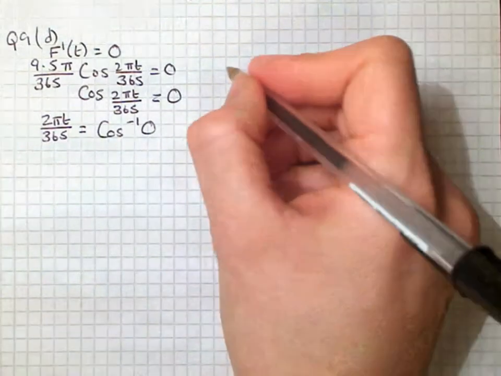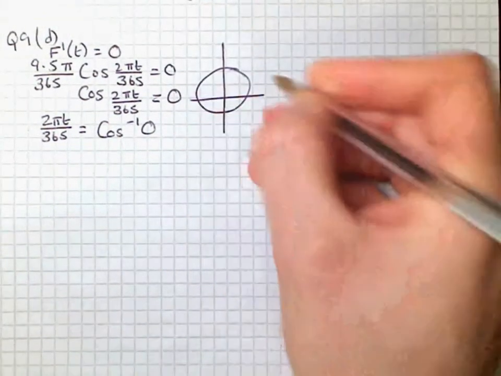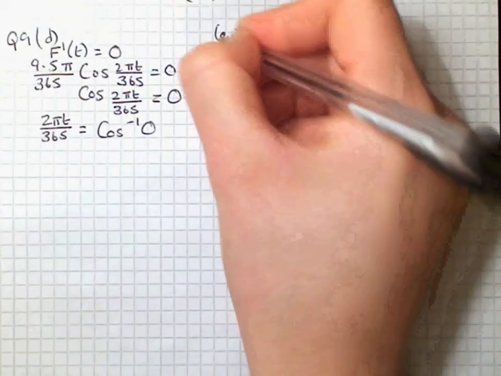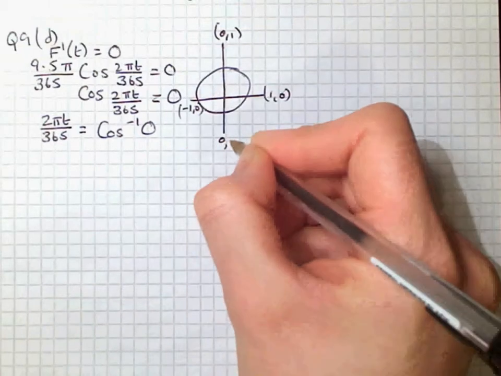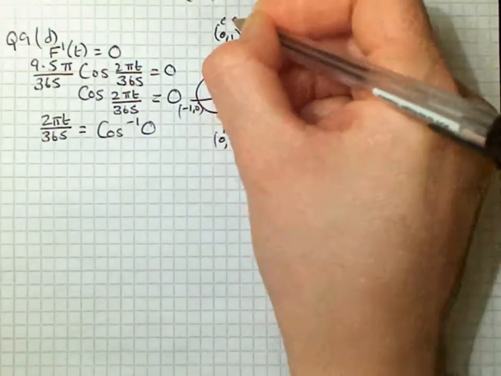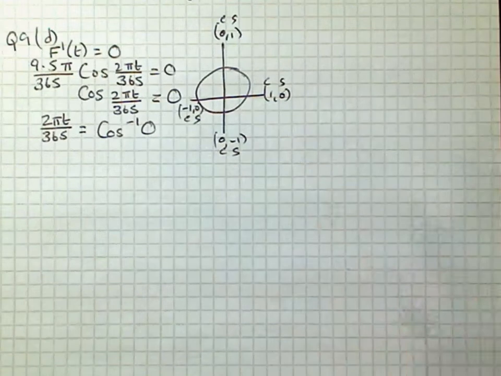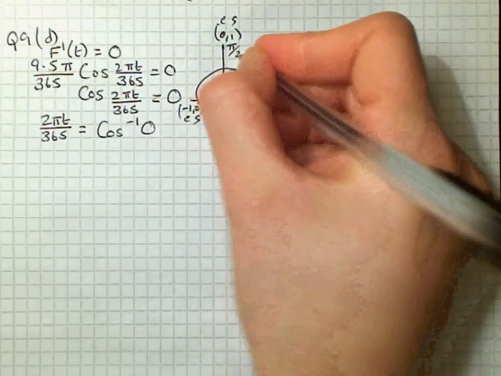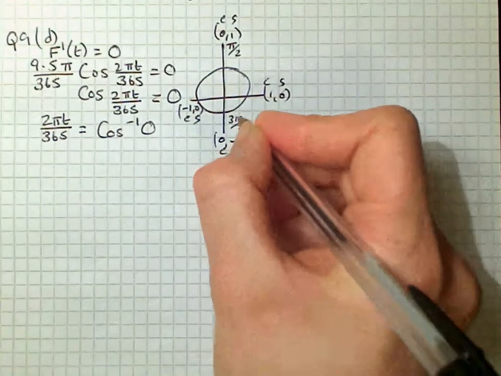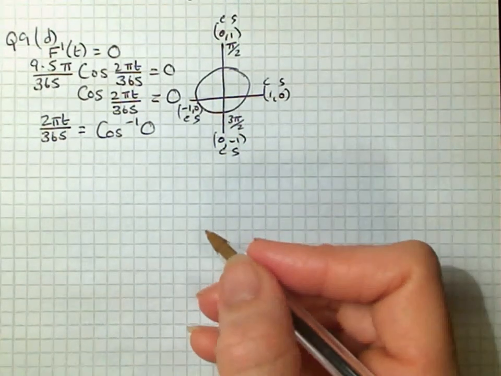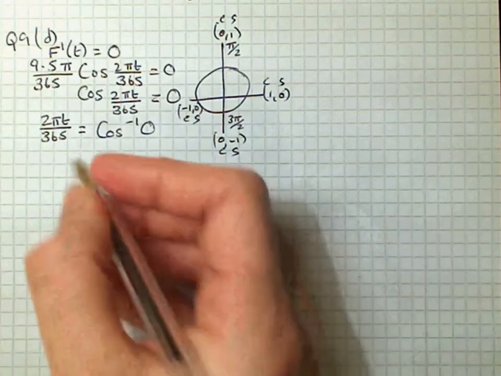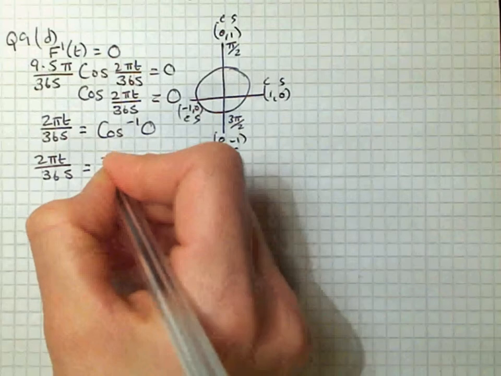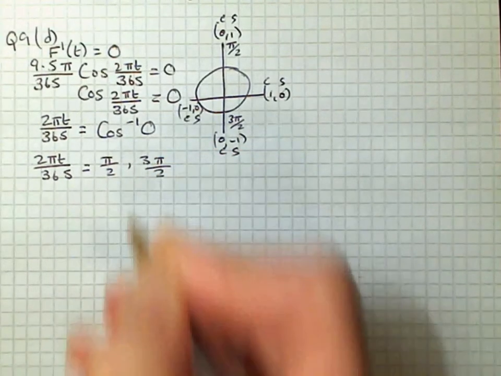Okay, so going to the unit circle. So this is (1, 0), (0, 1), (-1, 0) and (0, -1), cosine, sine and so on. So we're looking for the cosine inverse of 0. Up here this is π/2, and down here 3π/2. So we have two values for it. So we get 2πt over 365 is equal to π/2 and 3π/2.